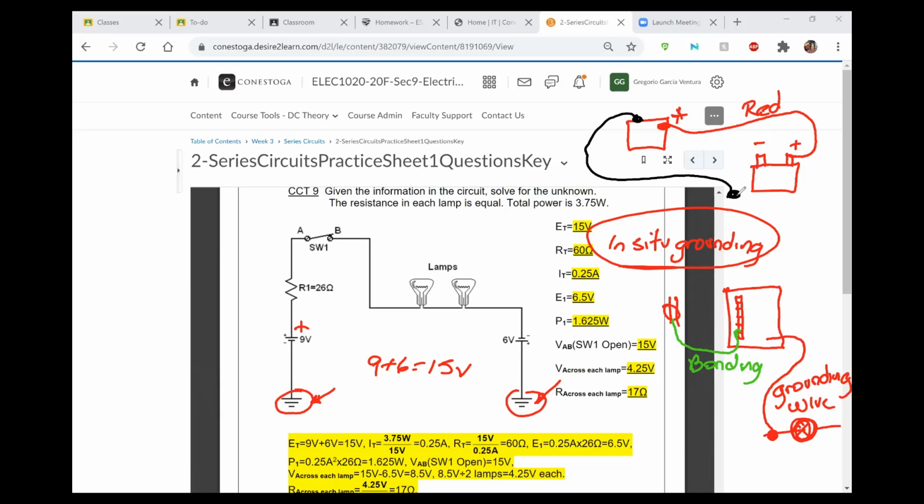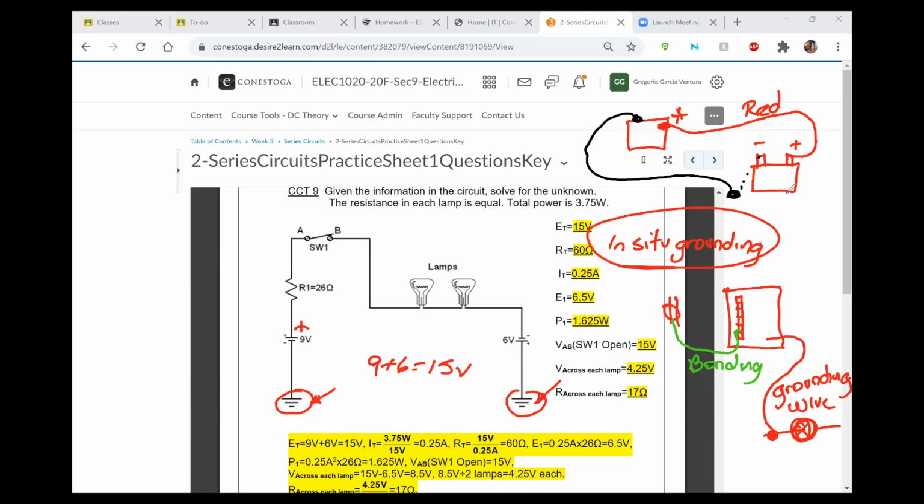So why? Because this negative terminal is connected to all the metal components of your car, and that is called chassis ground. In other words, it's just bonding, but it doesn't create a path to the ground. That's the difference between the two. Chassis ground is a common point of connection, while grounding is a connection to the actual ground.